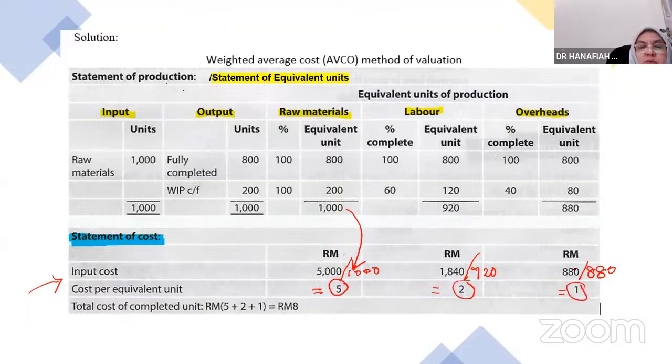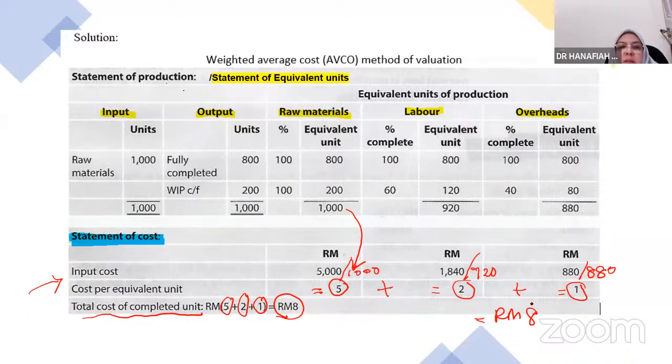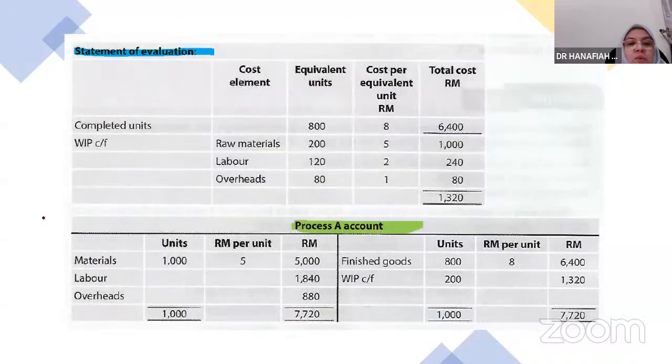Okay, what you need to do, you total up. The total cost of completed unit is 5 plus 2 plus 1, which is 8 ringgit. Okay, you have to add this. In total, RM 8. Okay, this is the statement of equivalent units. This is the statement of cost. And another one is the statement of evaluation.